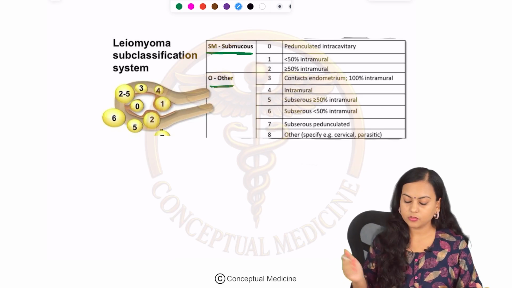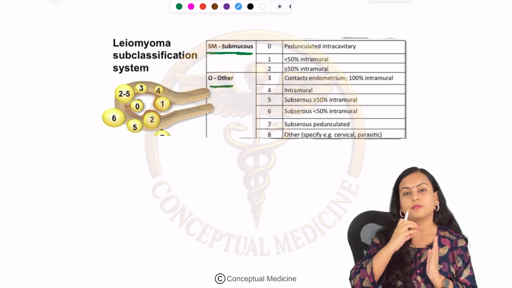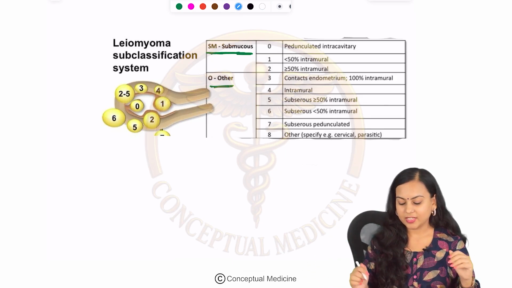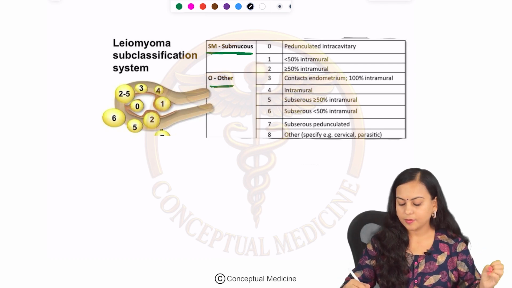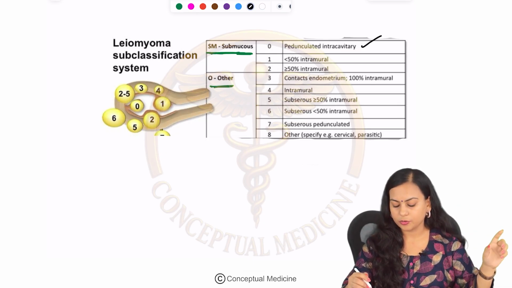What you have to do is just start from the cavity of the uterus, and one by one you have to move it and take it to the outside. Okay, so that is how it moves. So the first one is a penetrated intracavitary leiomyoma, that is type 0. You have to start from 0 to 8. That is also important, right?